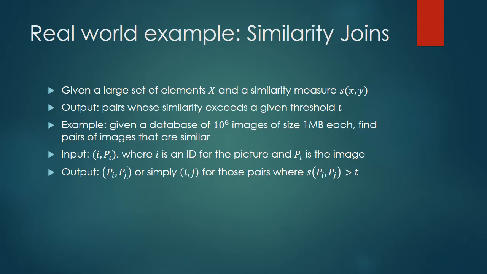So the goal is that we want to find pairs of images which are similar. You have a bunch of images and you want to figure out all the images which are together, all the cars, all the people, everything we group. We're not going into the specifics, but let's assume that given image X and image Y, it can compute a similarity. Maybe it's just a difference between the two, maybe it's looking at the color histograms. The input is going to be some ID and the image, and the output is Pi, Pj, or simply the indices for those pairs where the similarity between Pi and Pj is greater than some threshold. Is this clear?